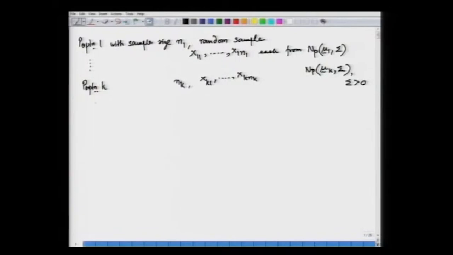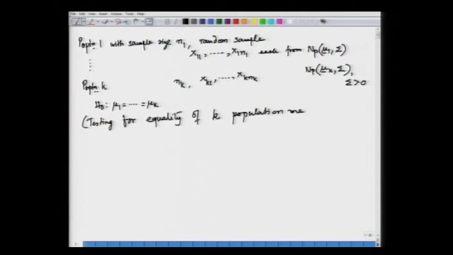So, the null hypothesis we are interested in testing is H naught: mu 1 is equal to up to mu k. So, essentially the problem is testing for equality of k population means, where the ith population is p dimensional multivariate normal with mean mu i and covariance matrix sigma. The null hypothesis is being tested against the alternative that H naught is not true, which is nothing but there exists at least one inequality.